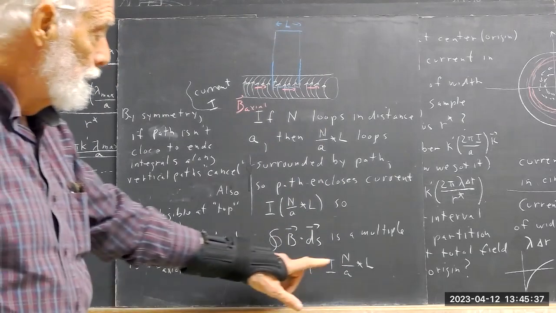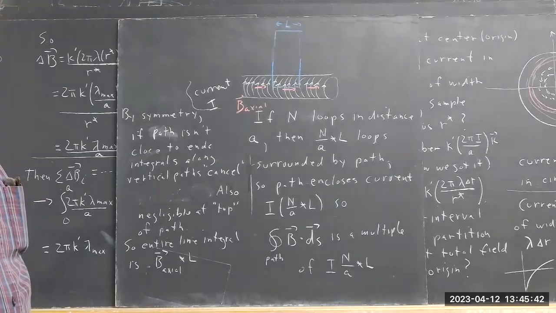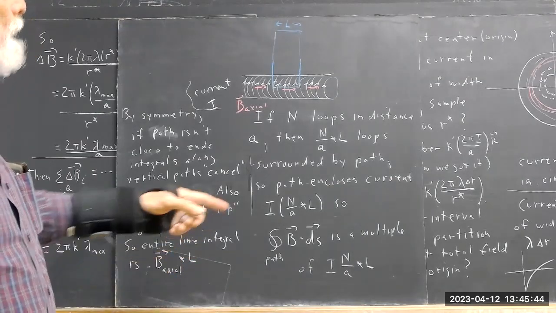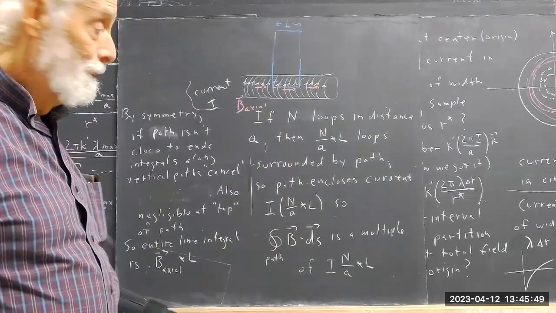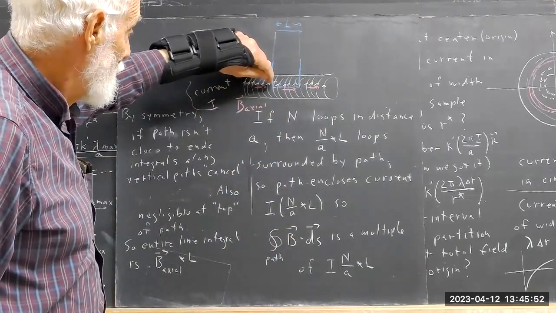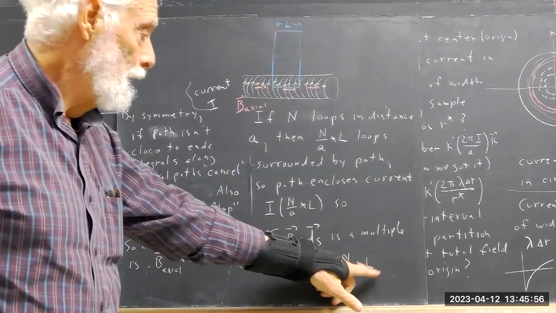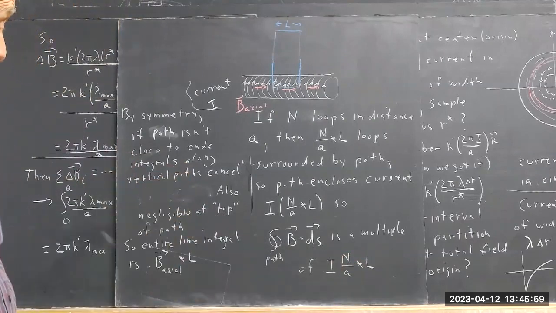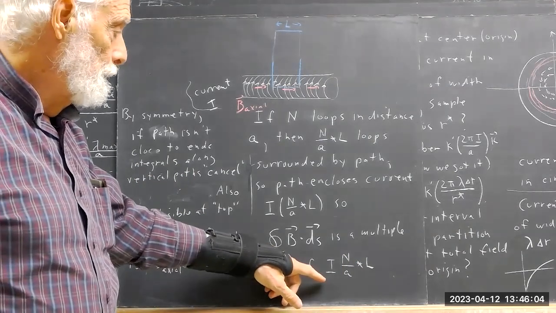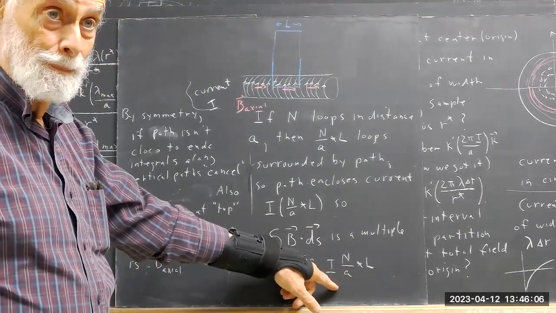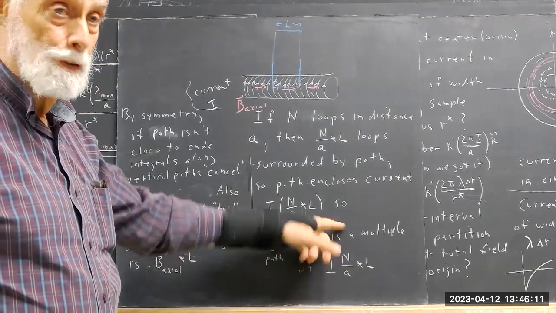If you set this equal to whatever that multiple is of this, L divides out. Obviously, the amount of current you cut here is proportional to L, and the length over which you're integrating this axial field is proportional to L. So it's a factor of both expressions that divides out. And you get the axial field is some multiple of I times N over A. But it's going to come down to that.